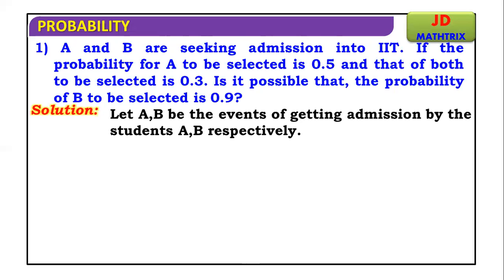Look, understand the question clearly once. A and B are seeking admission into IIT. That means they are trying to get admission into IIT. If the probability for A to be selected is 0.5 and that of both to be selected is 0.3, is it possible that the probability of B to be selected is 0.9? Let us define the events first. Let capital A, capital B be the events of getting admission by the students A, B respectively.